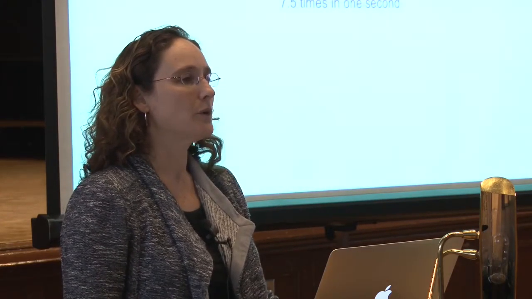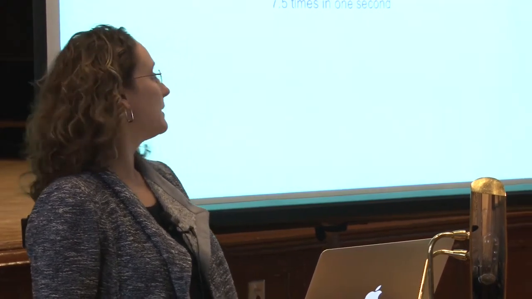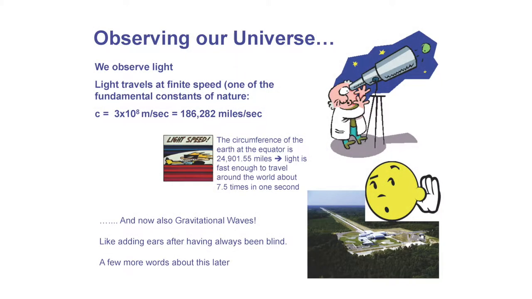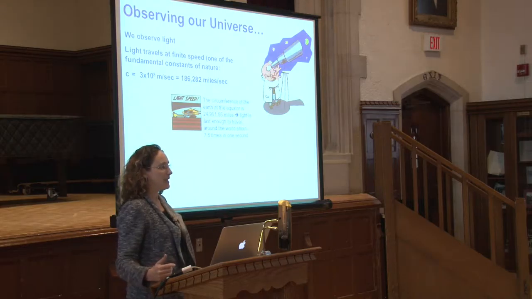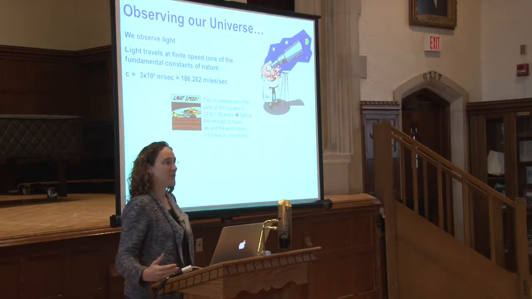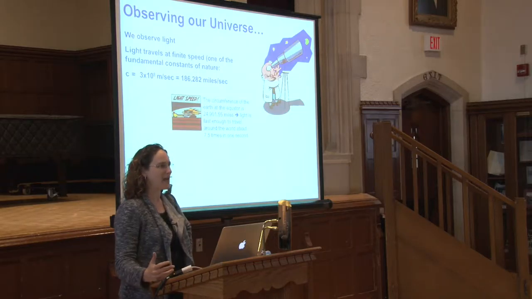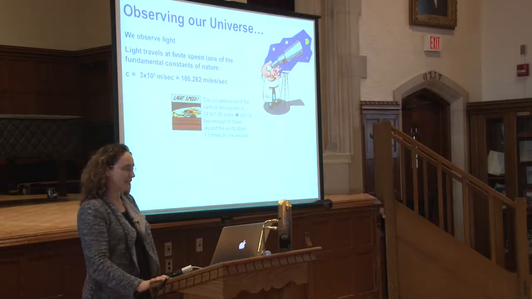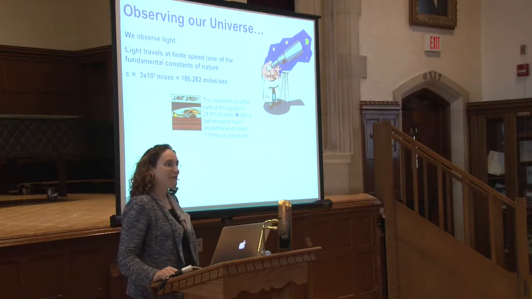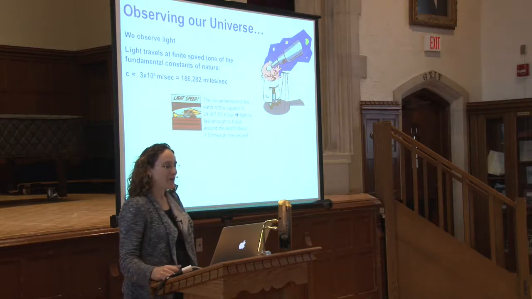So our primary tool for understanding the universe is light. Light is something that we don't think about every day. We see it, we use it to see other things, but we don't typically spend a lot of time thinking about the fact that light travel time is finite. So light travels at a finite speed, and for that reason, we can study the distant universe. It's a remarkable thing that if that were not true, we would have almost no tools to do this. It travels very, very quickly, so we don't think about it.